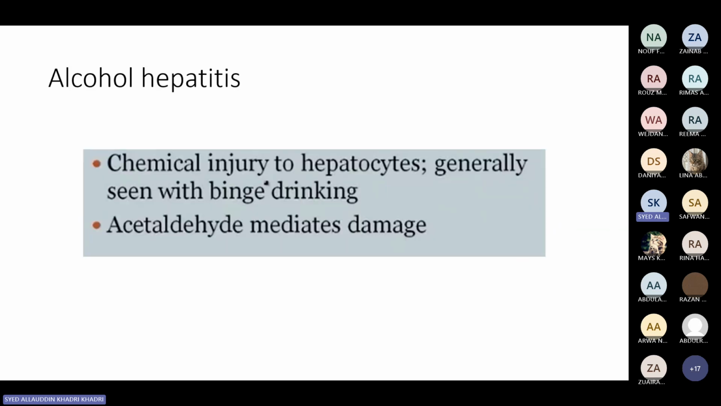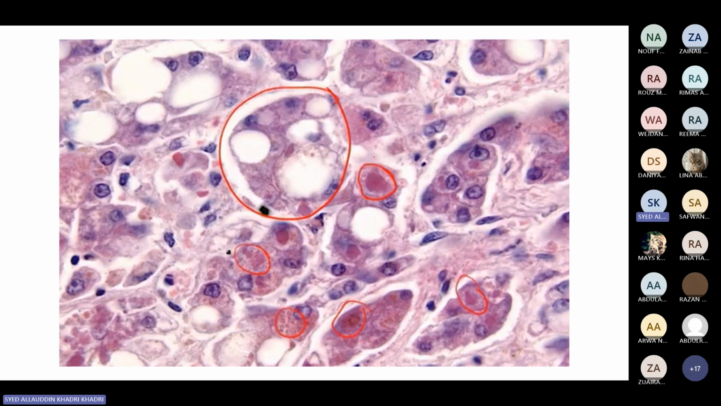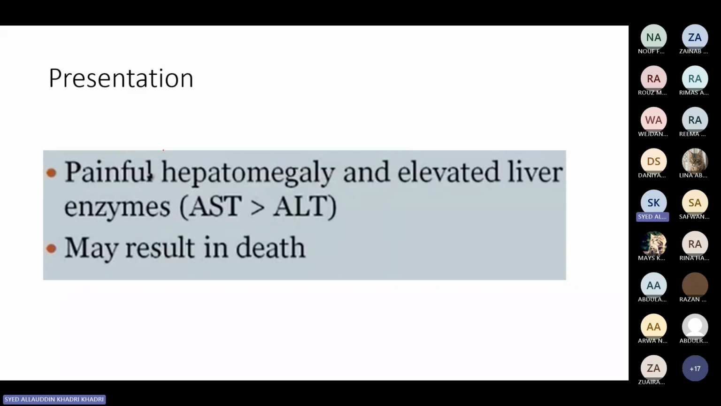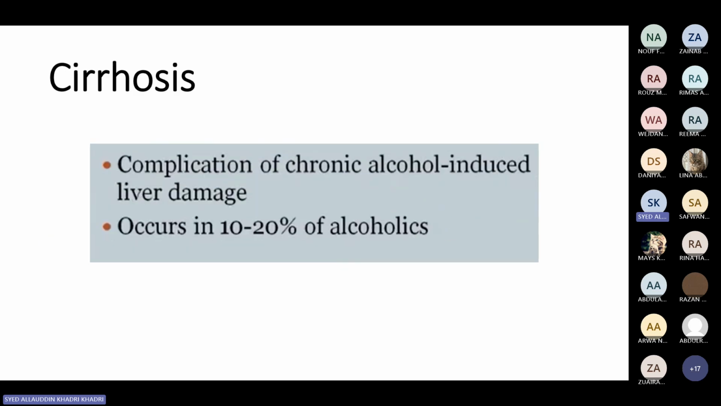Alcoholic hepatitis causes chemical injury to hepatocytes, especially in binge drinking. Acetaldehyde damages the whole liver, and you can see over here the Mallory-Denk bodies very clearly. Okay, the presentation in alcoholic liver disease: painful hepatomegaly, elevated AST more than the ALT, and this is a very important MCQ coming in the examination because this is a mitochondrial enzyme. It may result in death. Cirrhosis is a complication of chronic alcoholic liver injury, and most commonly 10 to 20% of alcoholics go into cirrhosis.